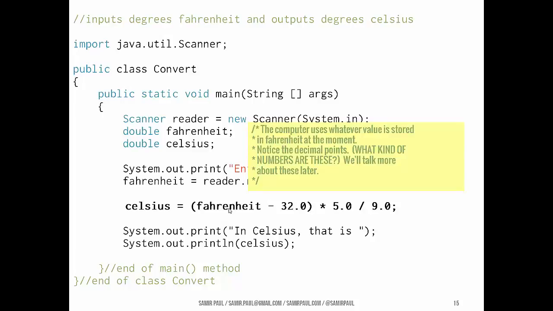Okay, and the next line, we're looking at a little bit of number crunching that's happening. Again, let's look at this from right to left because we do have an assignment operator. So the thing on the right, we're saying, take whatever the user entered in, because now that's sitting in Fahrenheit, subtract 32, multiply by 5, divide by 9, and whatever you get, store it in Celsius. So Celsius gets that.